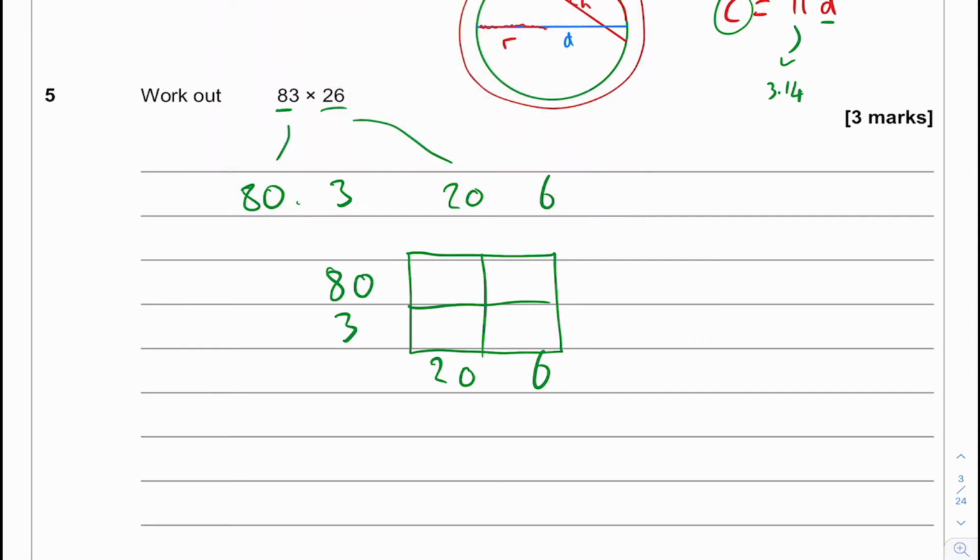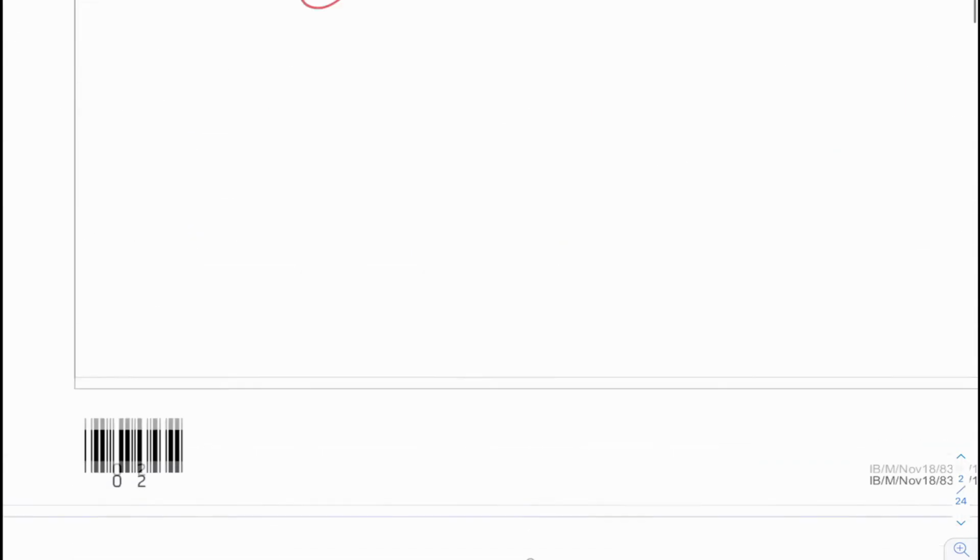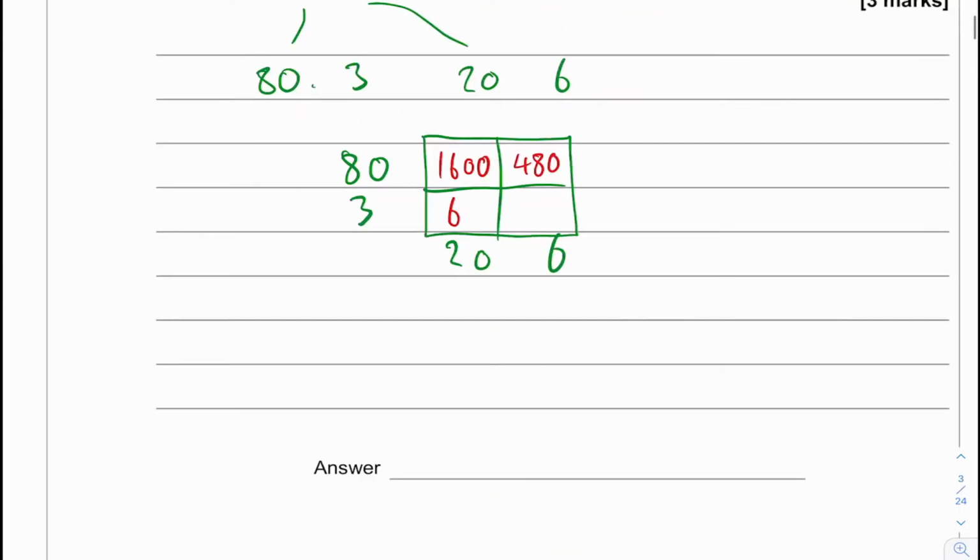and then we basically work out what 80 times 20 is, what 80 times 6 is, and then 3 times 20 and then 3 times 6. So 80 times 20 will give us 1600. 80 times 6 is 480. Not 80, sorry, 3 times 20 gives us 60. And 3 times 6 gives us 18.